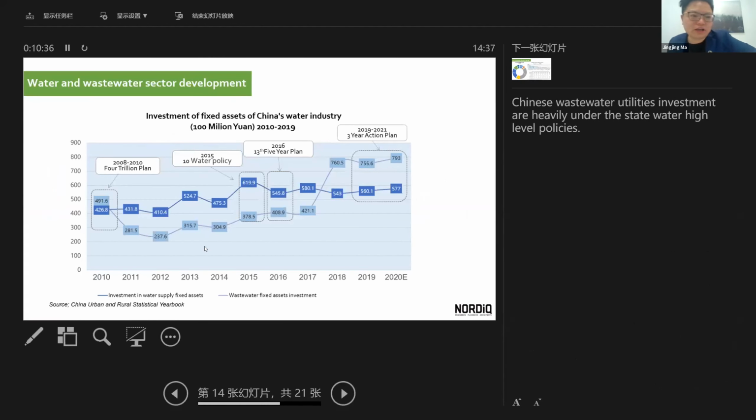This is the trend for the wastewater sector in the last 10 years, and we can also say mostly in the urban sector there is a huge growth from 2010 to 2020. We can also find that Chinese urban wastewater infrastructure investment has been heavily shaped by the Chinese national water policies, as we can see here. When there is a state-owned policy encouraging the water sector, then we have a huge growth in urban wastewater treatment investment.